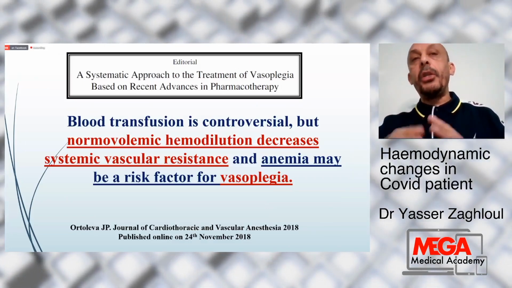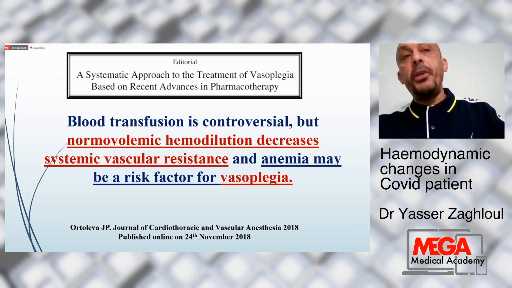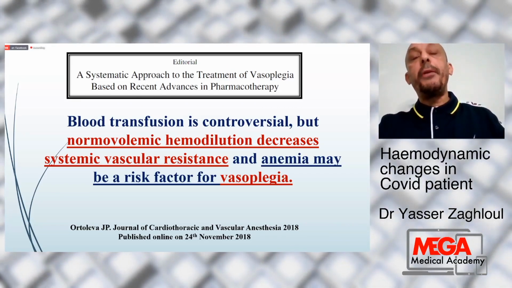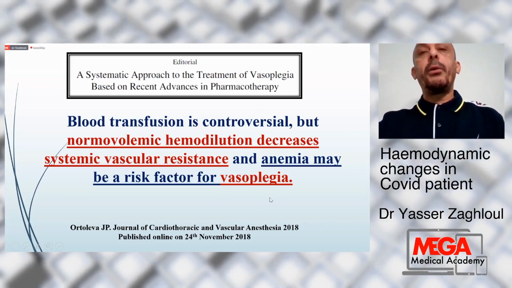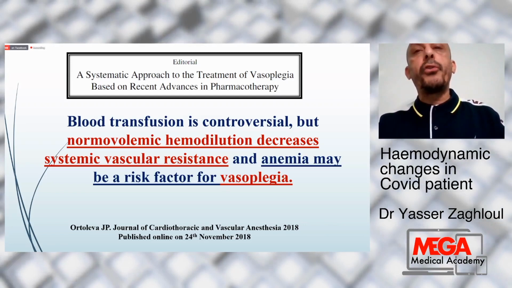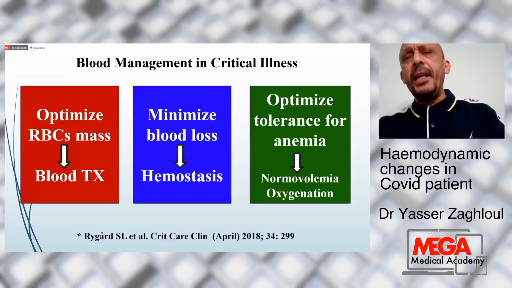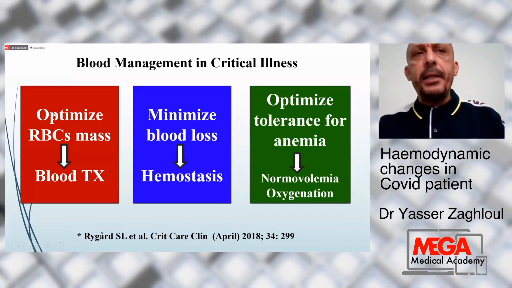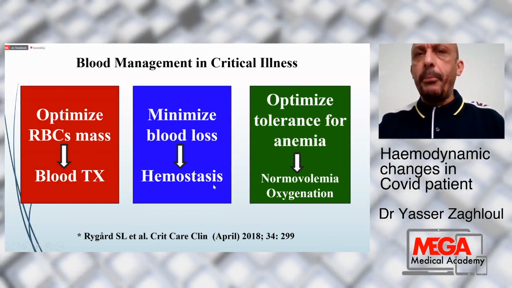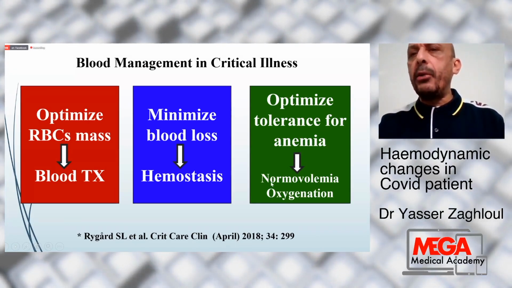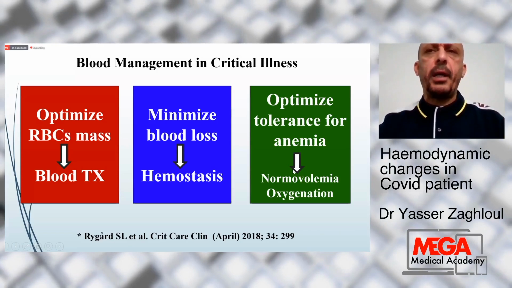The other problem from anemia is that it is well known to cause normovolemic hemodilution and decrease systemic vascular resistance. This may be good in some patients, but in a patient with sepsis, systemic vascular resistance is already low. So if the patient is anemic, this may reduce the vascular resistance more. And the other important issue is vasoplegia. You are giving nor-epi or epi, and the patient is not responding because of anemia and its effect on the blood vessels, causing vasoplegia. Generally, in the ICU, you have to optimize the blood mass with proper blood transfusion according to your policies, minimize the blood loss by proper hemostasis, and optimize the tolerance of anemia by maintaining normovolemia and good oxygenation. These are the 3 strategies to minimize blood transfusion.